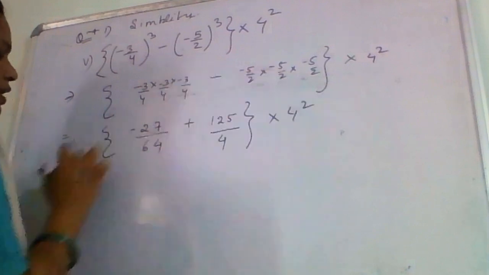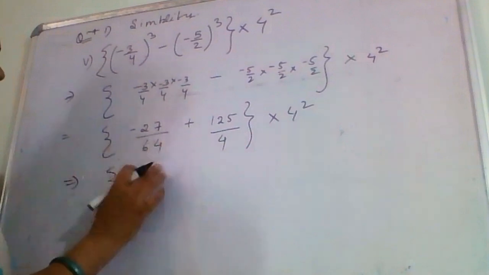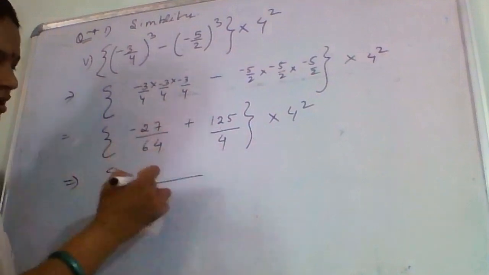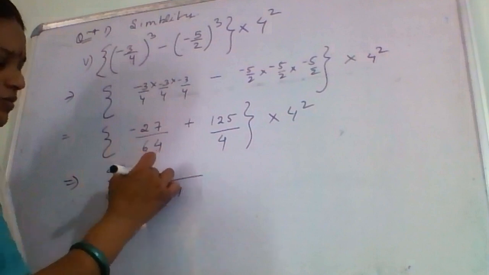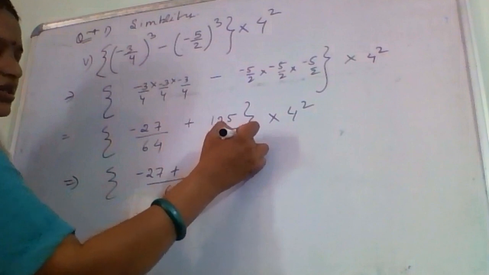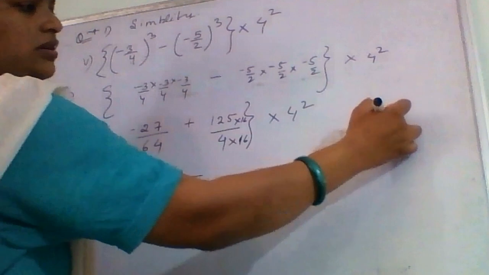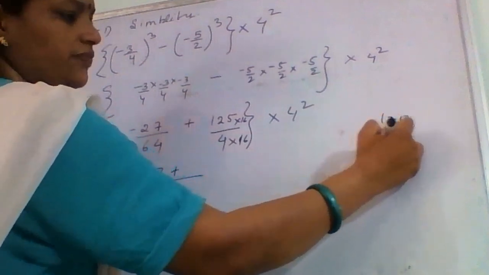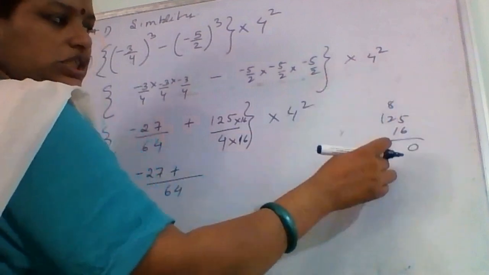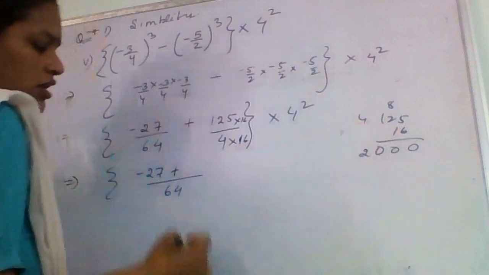Okay. Now next part, what I do is minus, now I take the LCM of 64 and 4. What is the LCM of 64 and 4? It is 64. So minus 27 is written like here only. And how much should I multiply in this to get 64? So 16 only. So I multiply 16 over here. Let's see what is the answer. 16 5s are 80, 8 carry, 16 2s are 32 plus 8 is 40, 16 1s are 16 plus 4 is 20.